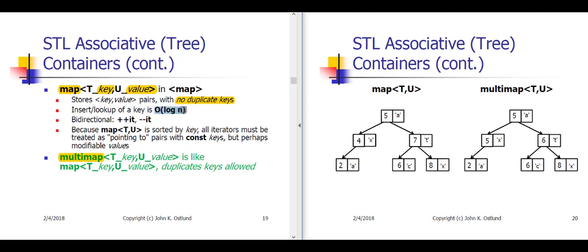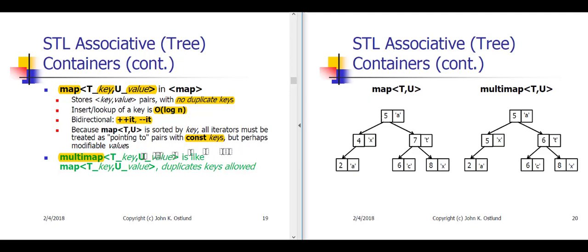As with the set, a map guarantees that lookup or insert is order log n. As with the set, we can do bidirectional iteration through the map. That is, we can go forward through the map in ascending order by key, or backward through the map in descending order by key. And as we talked about with the set, the keys in a map, because the keys are used for sorting the pairs of values, are treated as const. Now the values associated with those keys, on the other hand, are typically modifiable.